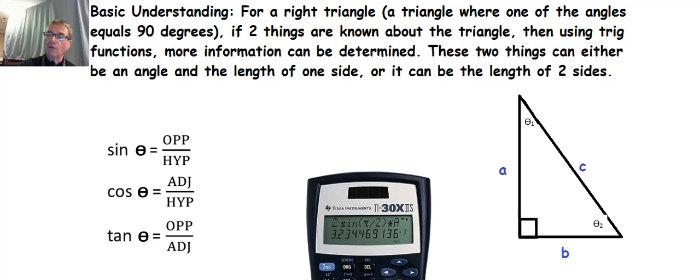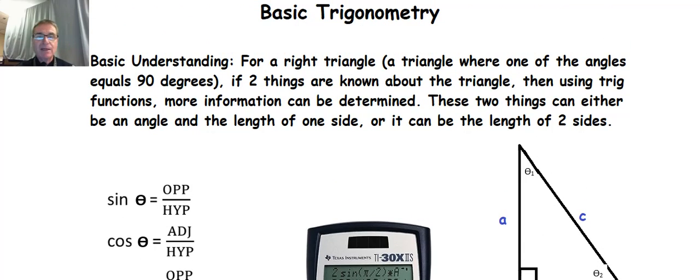Okay, and let me slide back up here a little bit. What basic trig allows us to do, and I'm just going to read this, the basic understanding is that if I have a right triangle, and that's a triangle where one of the angles is 90 degrees, and that's critical, it has to be that. If two things are known about the triangle, then using trig functions, we can determine everything else about that triangle. We can determine all of the lengths of all three sides. We can determine all of the angles of the triangle. So we just need to know two things, and we can figure everything else out.